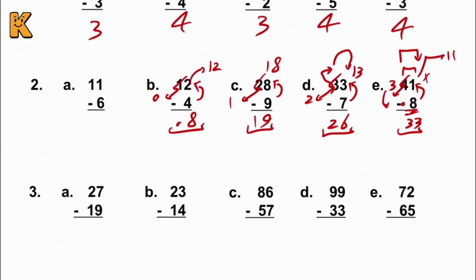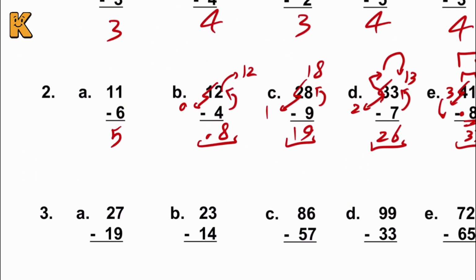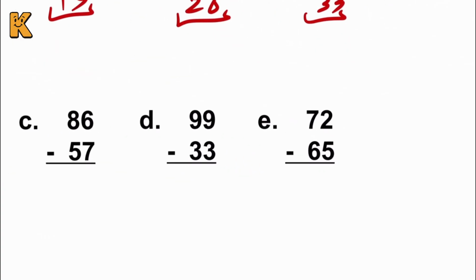So 8 subtracted by 12 is just 8 itself. 16 subtracted by 11 is just a 5. So 72 subtracted by 65, how should we do that?